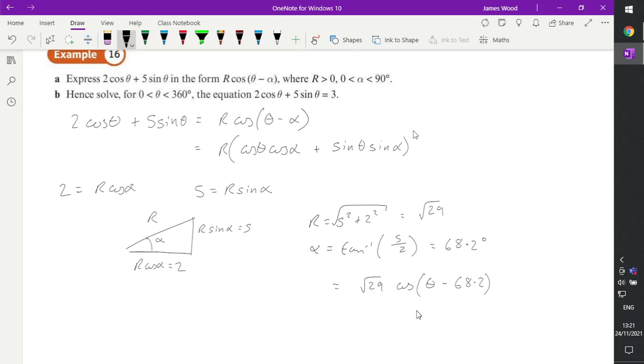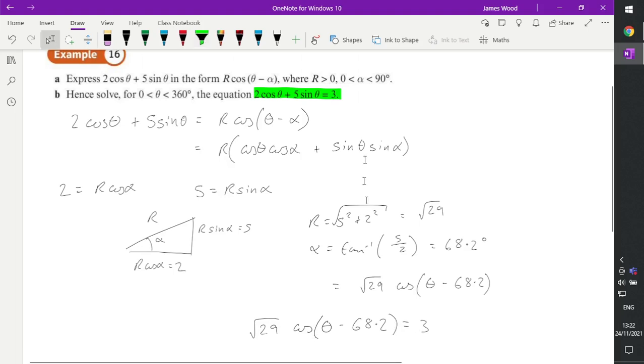Now for part B it says hence solve the equation 2 cos theta plus 5 sine theta equals 3. Well, that's exactly the same as the expression we had here. So what we're basically solving is root 29 cos(theta minus 68.2) equals 3. That's the equation we've got to solve. And this is much nicer to solve than this one. Because this one here in green has got 2 different trig functions, which obviously makes it harder to solve. We can't do inverse cos and inverse sine at the same time. Whereas this one has only got 1 trig function involved, so we could definitely solve that.